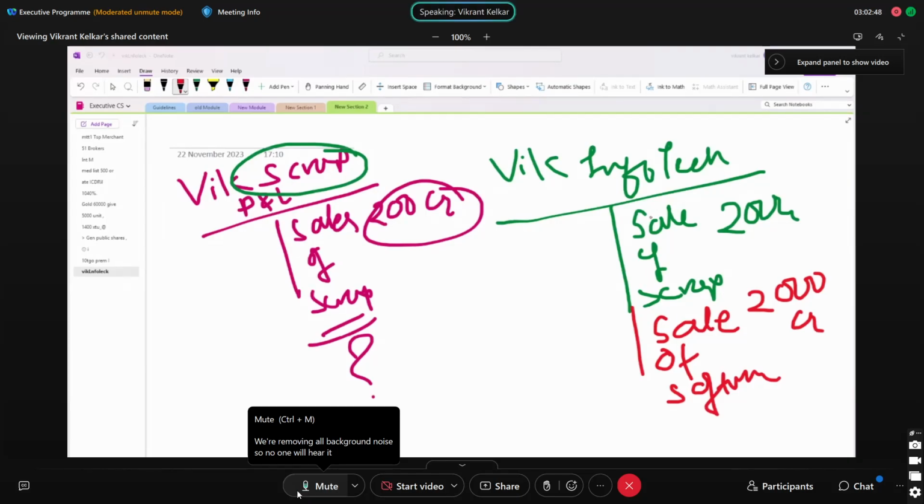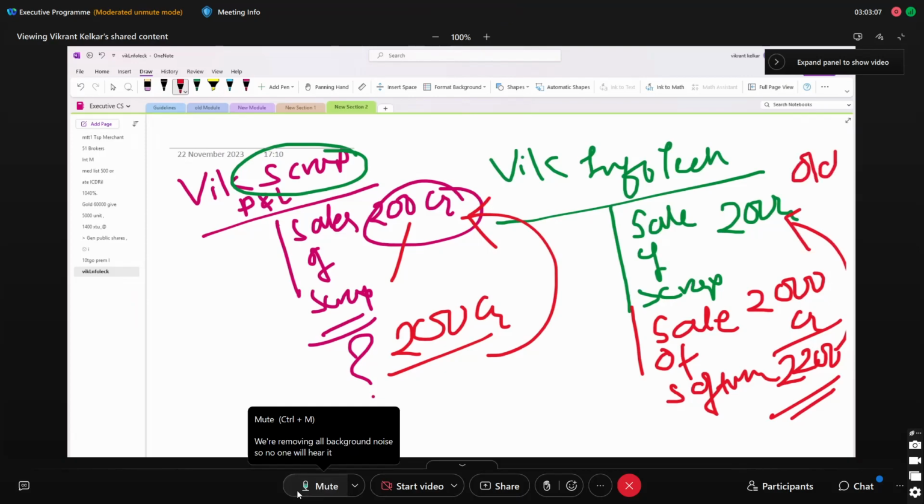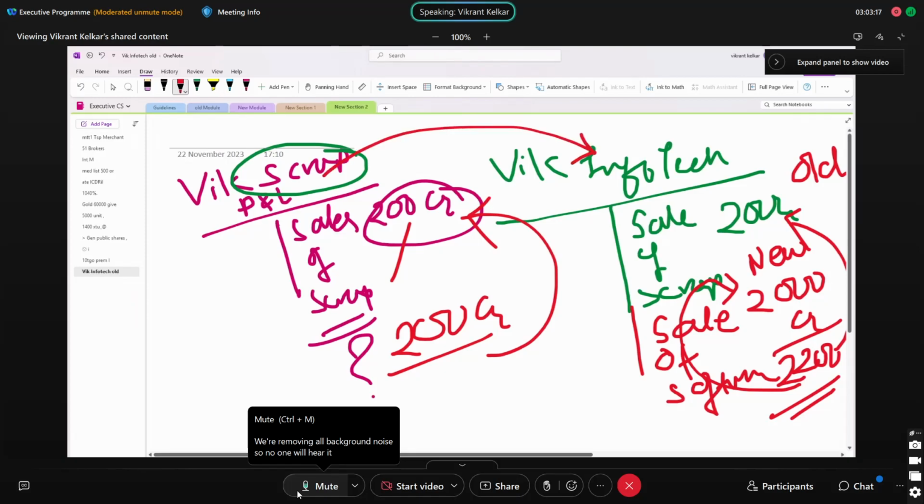So what is happening now? Originally, I am collecting only 200. So out of my total sales of 200 crore, the whole 100% is earned by sale of scrap. And here, out of my 2,200 crore, a small fraction is earned by my old name, correct? Yes. And a huge quantum is earned by the new name. So whether I'm a genuine case, that though I have changed my name from scrap to Infotech, I am really in the Infotech business. Are you getting the point? So is this allowed or not?